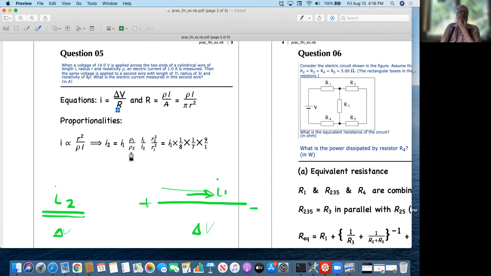And now rho 1 over rho 2 is 1 over 8. L1 over L2 is 1 over 7. R2 squared over R1 squared is 9 over 1. So you just have to calculate that. Well, I1 is 1. So you just have to calculate that number. That'll be the answer in amps.